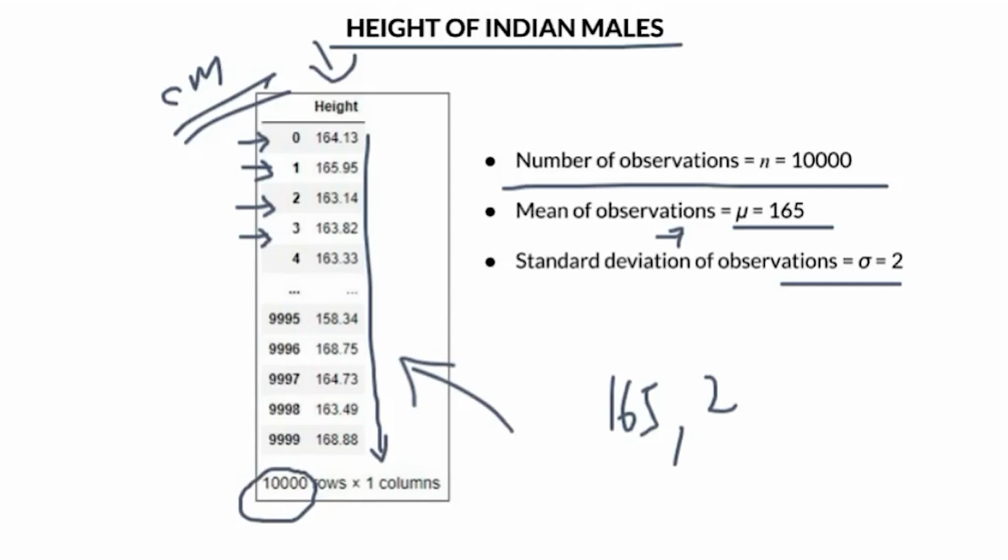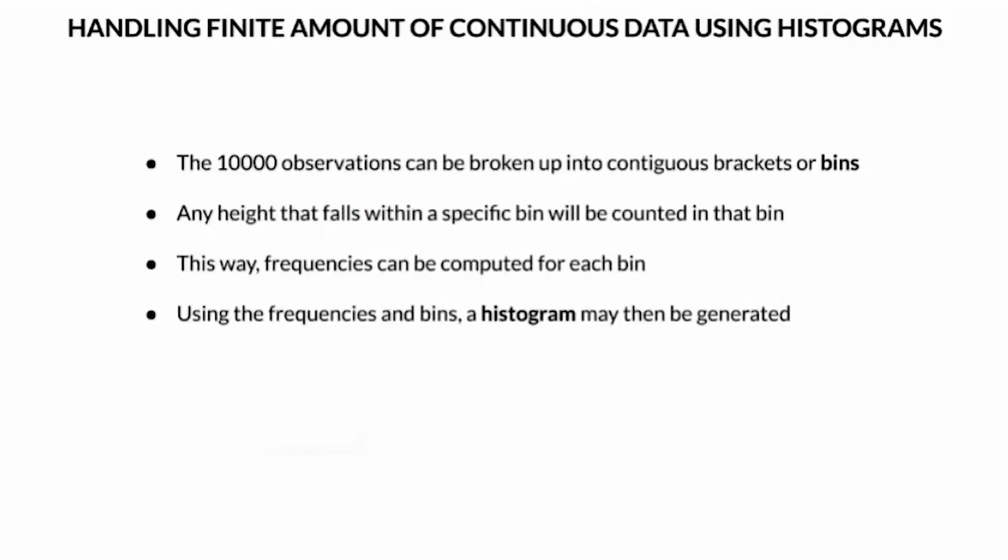10,000 values. But notice the values, okay? 164.13 centimeter, 165.95 centimeter, and so on. So this is where I was asking the question, does it make sense to ask what is the probability of 164.13? What is the probability of 163.82? It doesn't make sense to ask this, right?